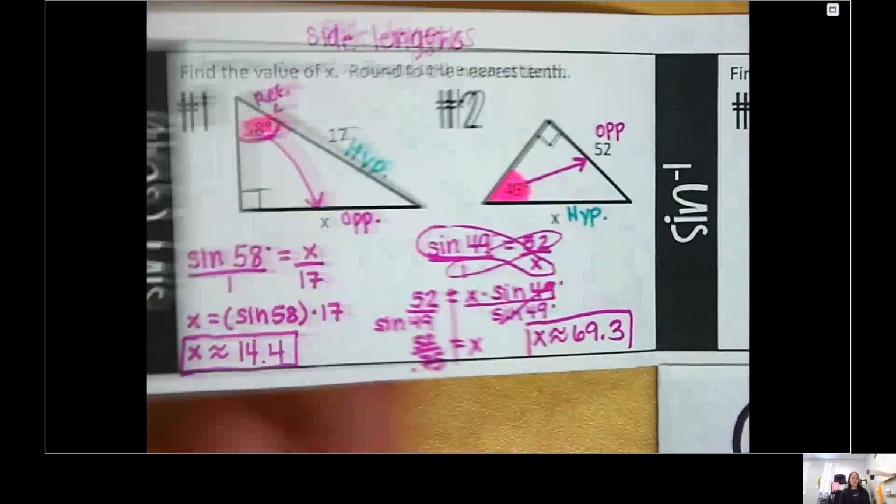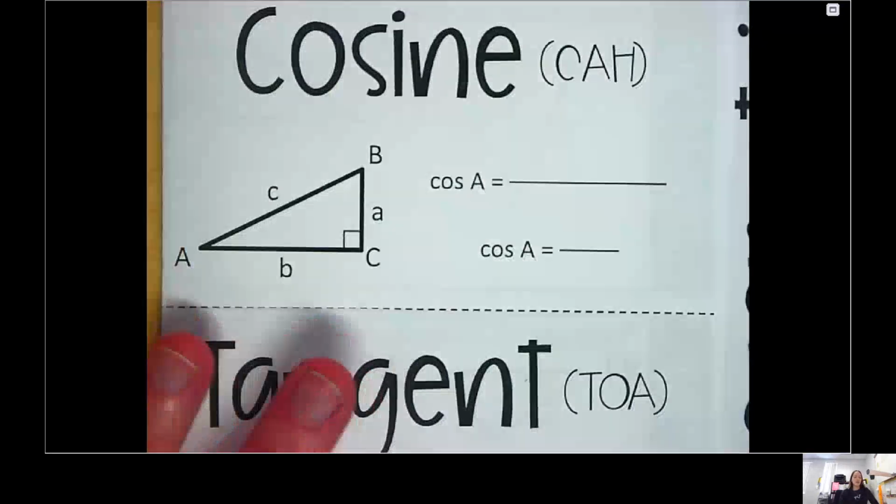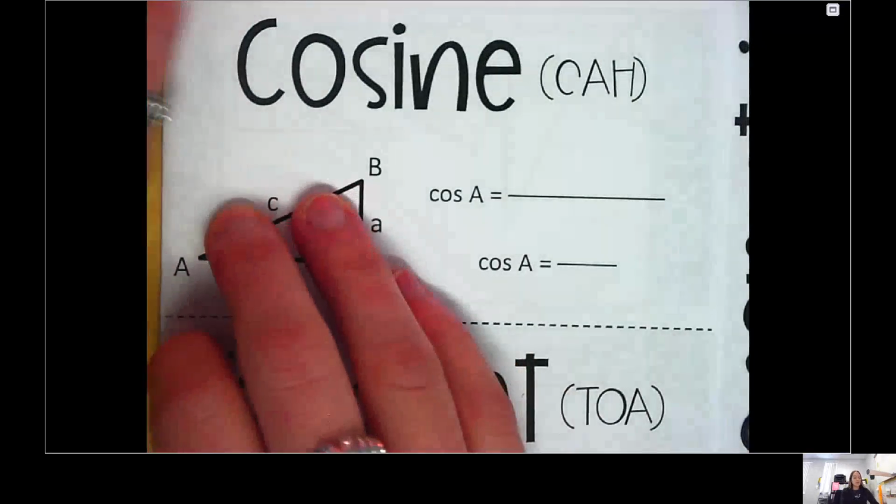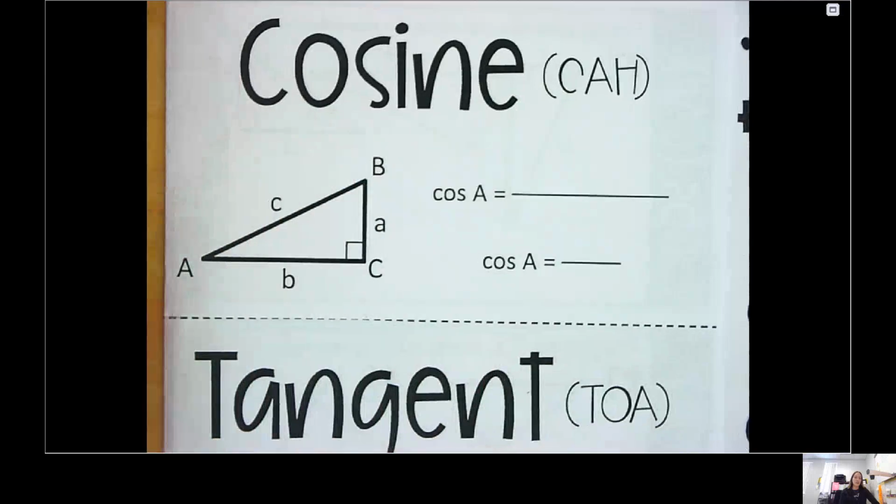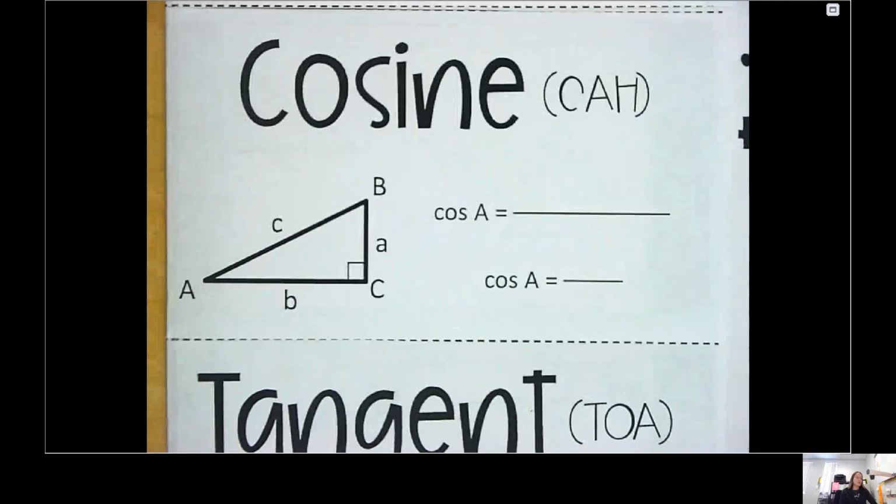Okay, now I'm going to close it up. We're going to do the next ratio. Sometimes you're not always given the opposite and the hypotenuse. Because you might be given different pieces of the triangle, we've got different ratios for it. The next one is the cosine.